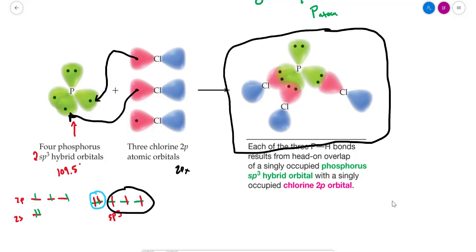and it gives you a better sense that the bond, the PCl bond, is actually formed between the 2p orbital of chlorine and the 2sp3 orbital of the phosphorus, and we end up having 3 of those bonds.